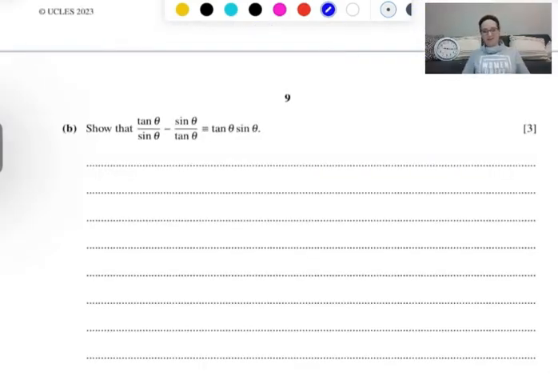Show that that is equal to that. So here we have a trig identity. We've got to prove it. These are always quite fun. So let's go left-hand side.